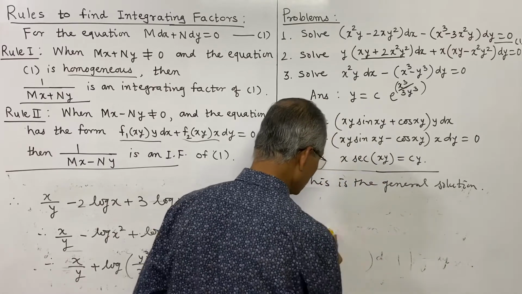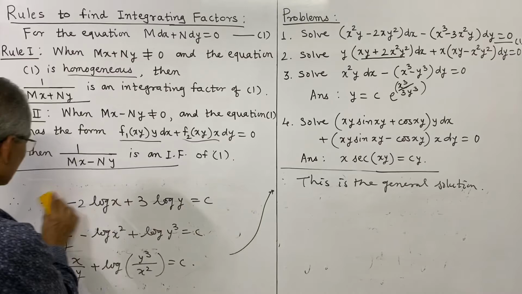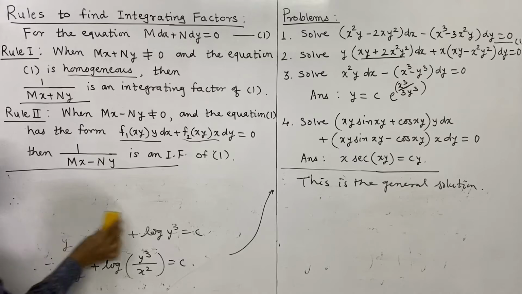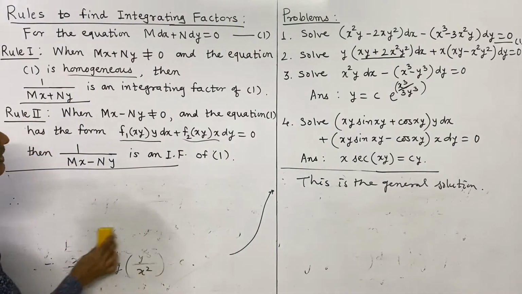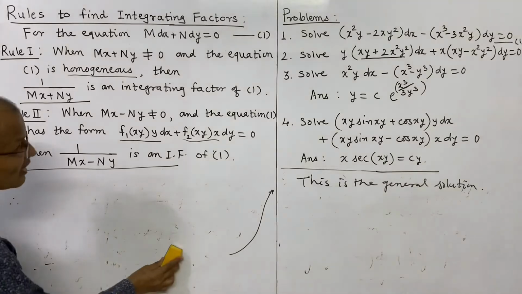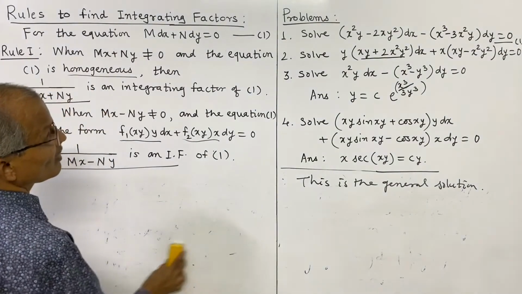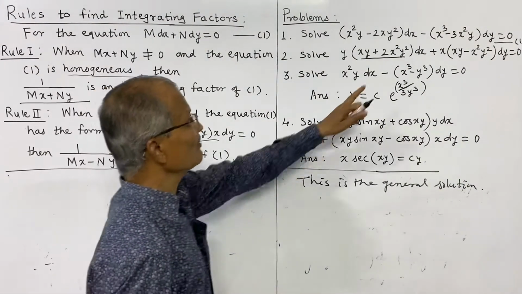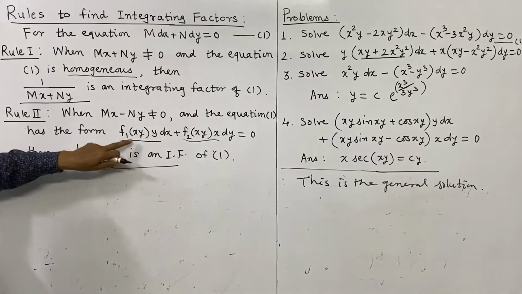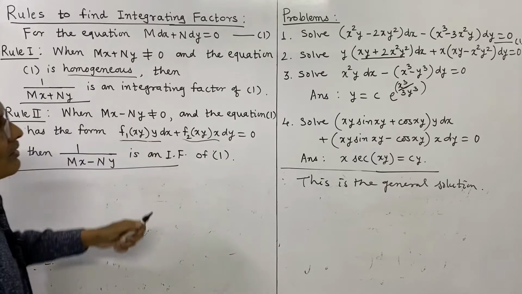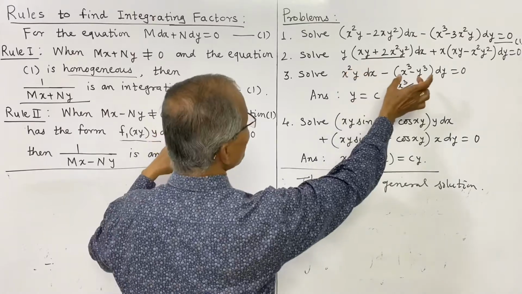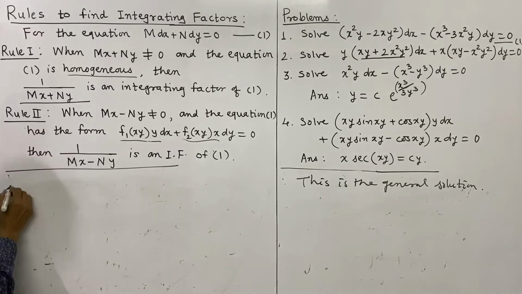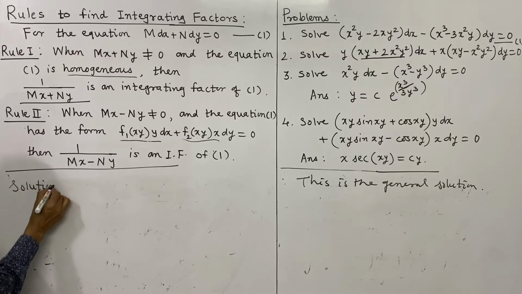Now the solution of the second problem. So I shall start here. You see, the second problem is y into bracket xy plus 2x square y square into dx, plus x into bracket xy minus x square y square into dy is equal to 0. And clearly we have seen this is in the form f1 function of xy into y dx, plus f2 function of xy into x dy. So therefore we should use the second rule for this.